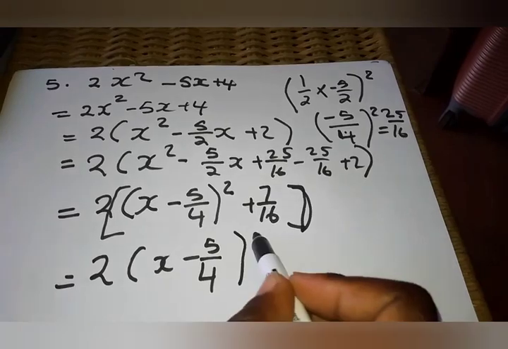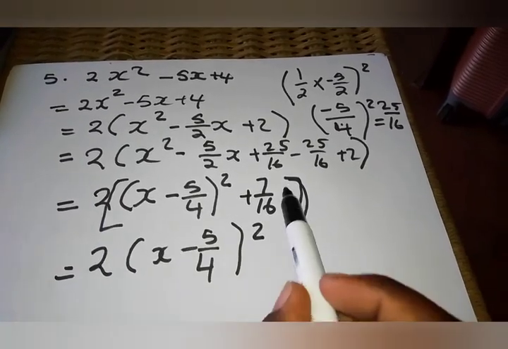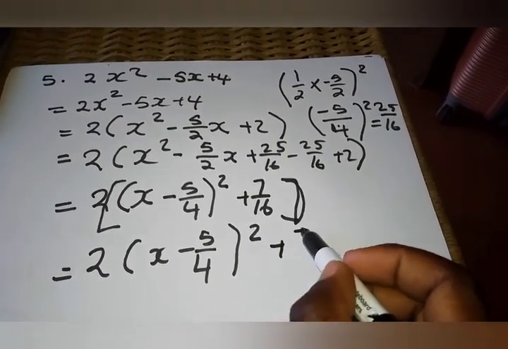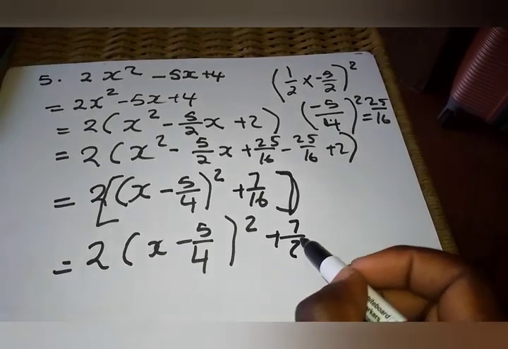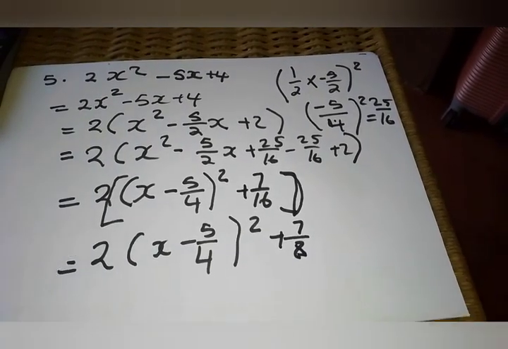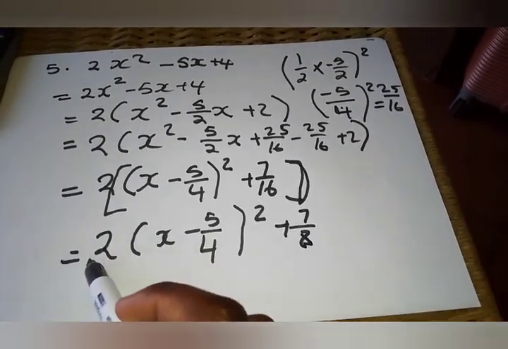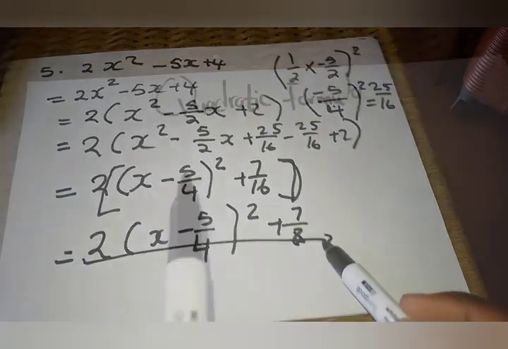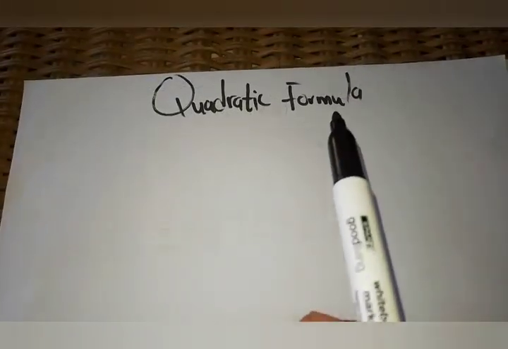Alright, now we will multiply everything. We multiply 2 by 7 over 16 to get 7 over 8. So that is our answer. I hope you see and you now understand it.